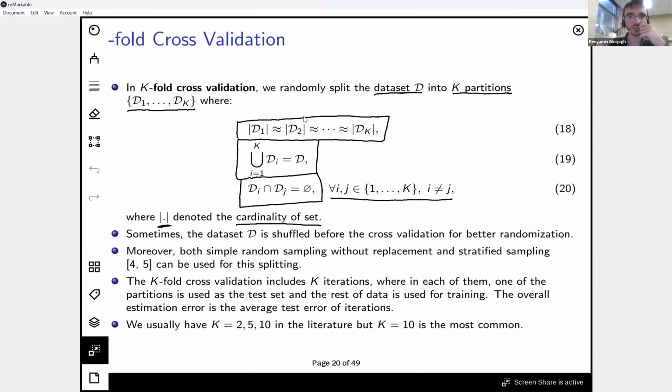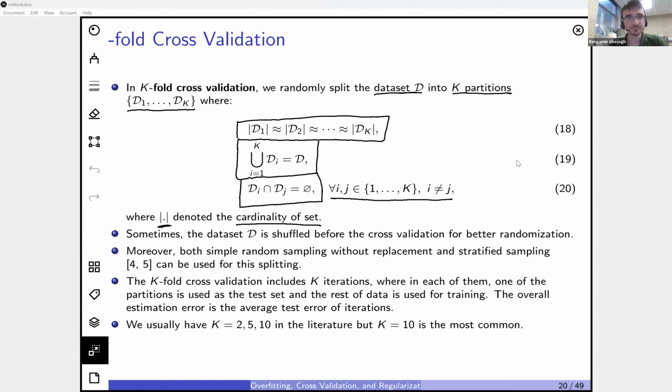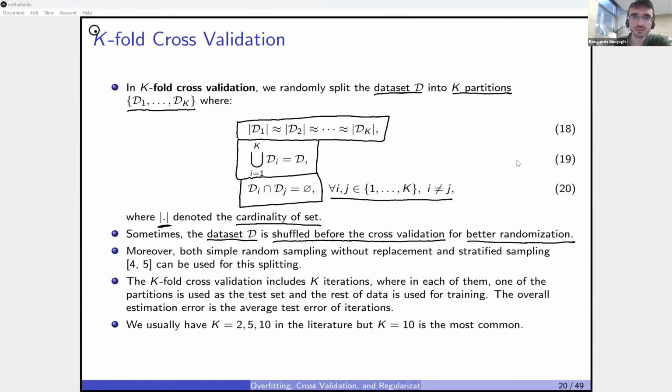Okay. Sometimes the dataset D is shuffled before the cross-validation for better randomization. So we shuffle the dataset because we don't want to depend on the order of data points in the dataset, right? And that's one thing. Moreover, both simple random sampling without replacement and stratified sampling can be used for this splitting.